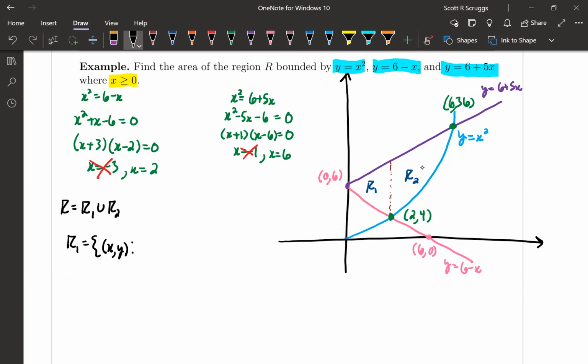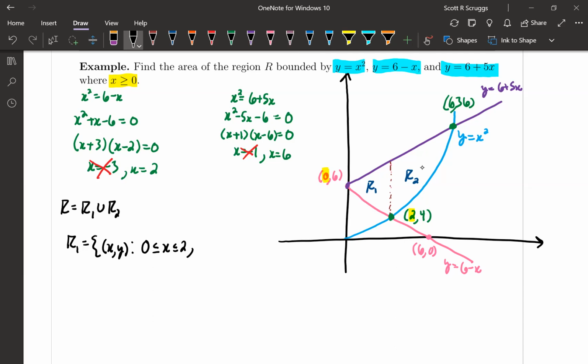Okay, for R1, what I have is x going from point to point. My smallest x value in that region is 0, and my largest x value is 2. Because of that, in the first subregion R1, x is going from 0 to 2.